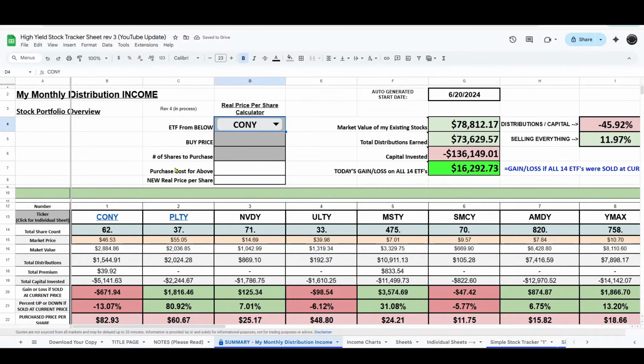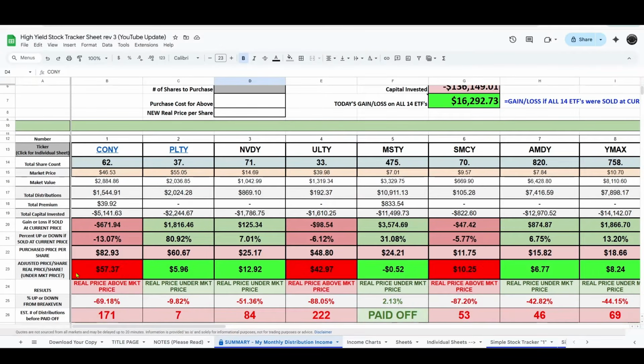And one reason I selected CONY is because it is still red, right? I would not want to select PLTY because currently my real price per share is $5.96, and since the current market price being $55.05, it's going to cause that to raise up. And I don't want to necessarily average up. I always want to average down. So I would want to select one that's red. So we'll use CONY for this example.